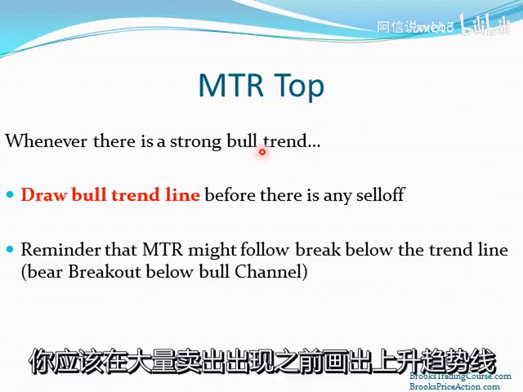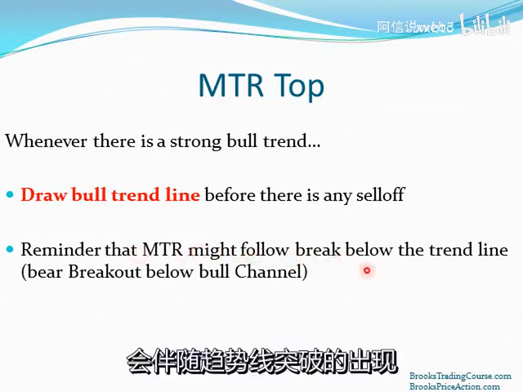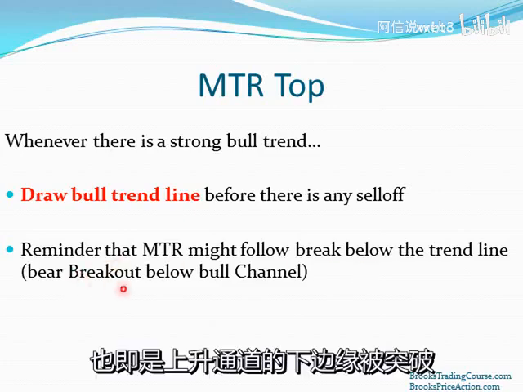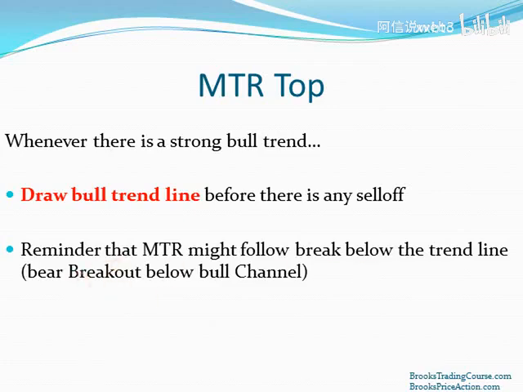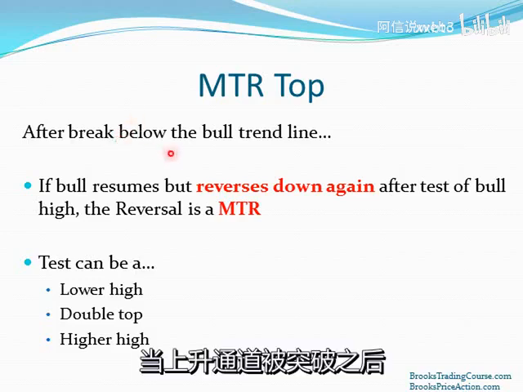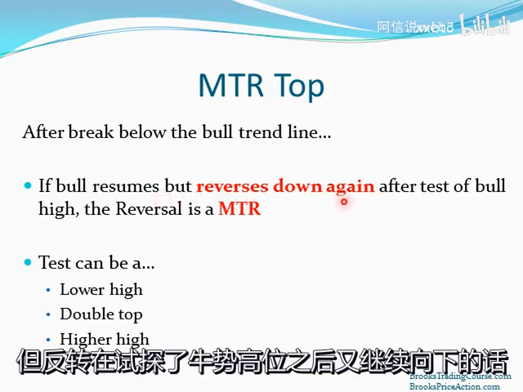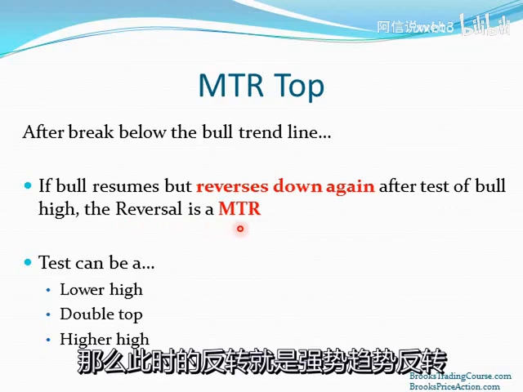Whenever there's a strong bull trend, you always draw a trend line before there's any sell-off. And it's a reminder that a major trend reversal might follow a break below the trend line. In other words, a bear breakout below the bull channel. After the break below the bull channel, if the bull resumes but reverses down again after testing the bull high, the reversal is a major trend reversal.